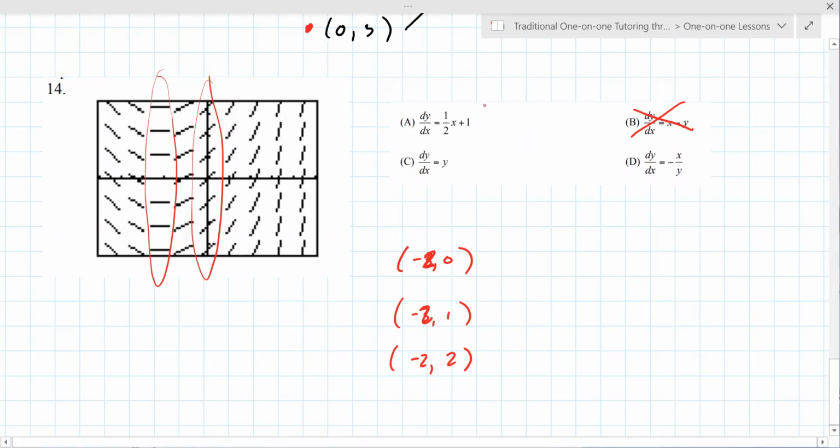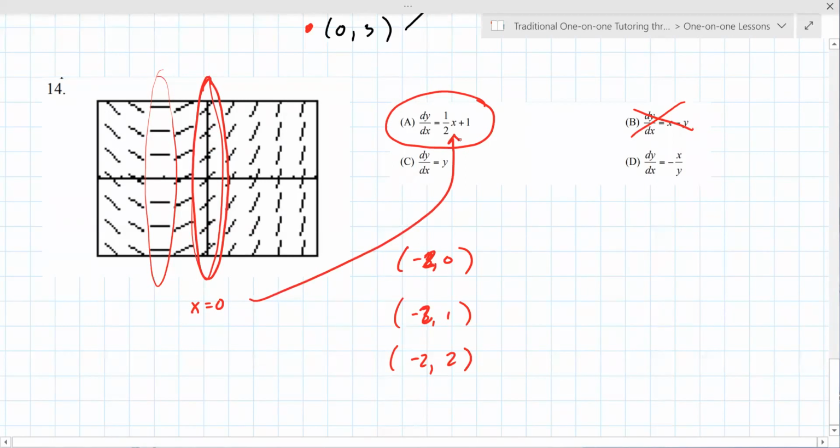So I'm drawn to A, but for a different reason. It's for this one right here. Along here, X is 0. And so when you put 0 in there, you always get 1. It doesn't matter where you are. So that's why you've got to be careful to do that.